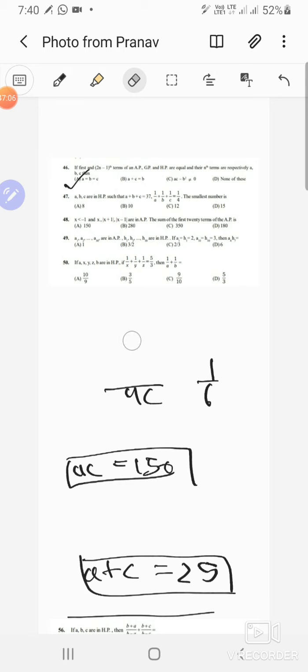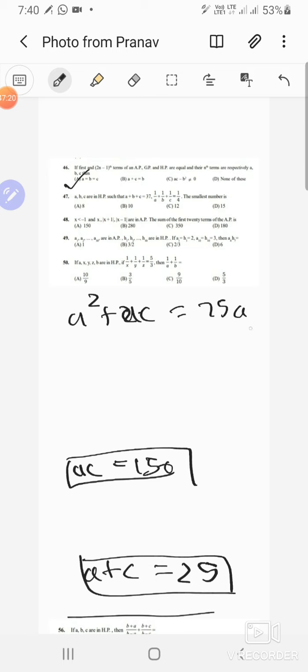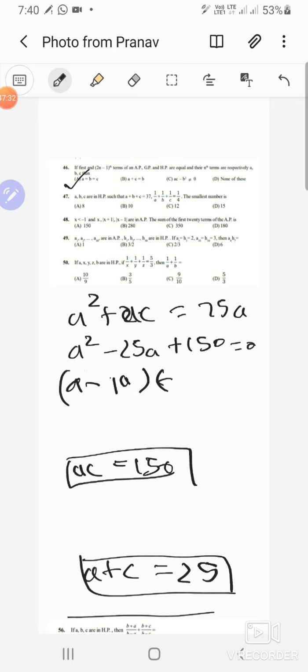Okay, fine. So using these two equations we can find a and c. Let's multiply this by a, so that will give me a squared plus ac plus ab equals 25a. Fine, we know that ac is 150, so a squared minus 25a plus 150 is equal to 0. 150 can be written as 15 into 10, so this gives me (a minus 10) into (a minus 15) is equal to 0. So a equals 10 or a equals 15.